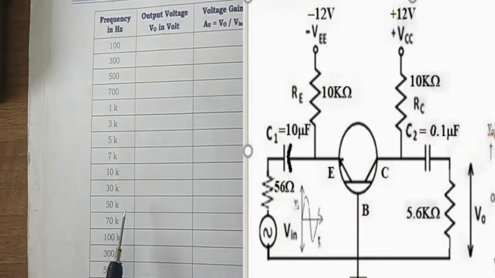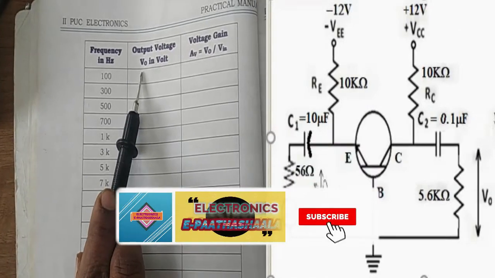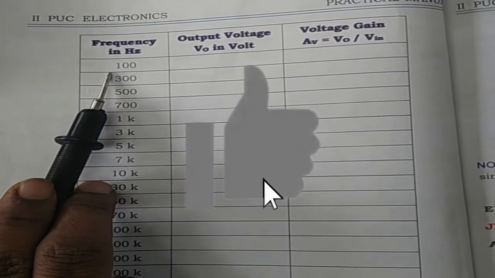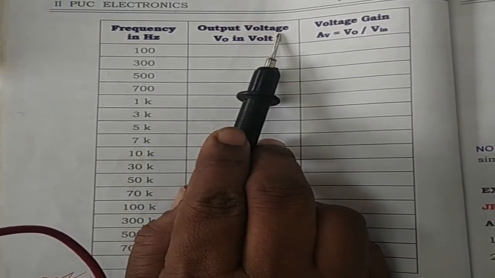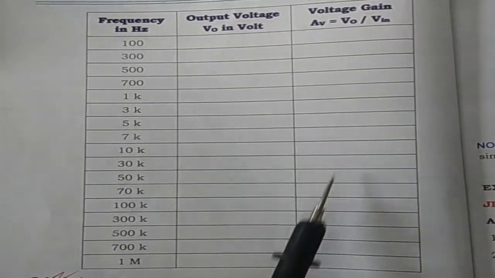The tabular column will be like this, wherein frequency, output voltage in volts, voltage gain. Frequency is varied in steps of 100, 300, 500 up to 1 mega. Output voltage will be measured through CRO, then voltage gain is calculated.